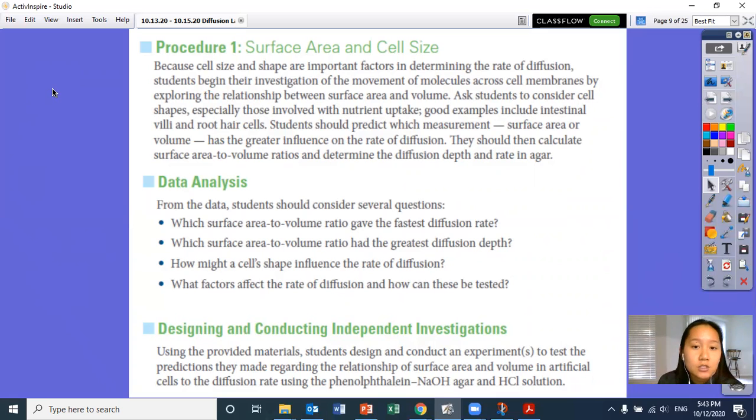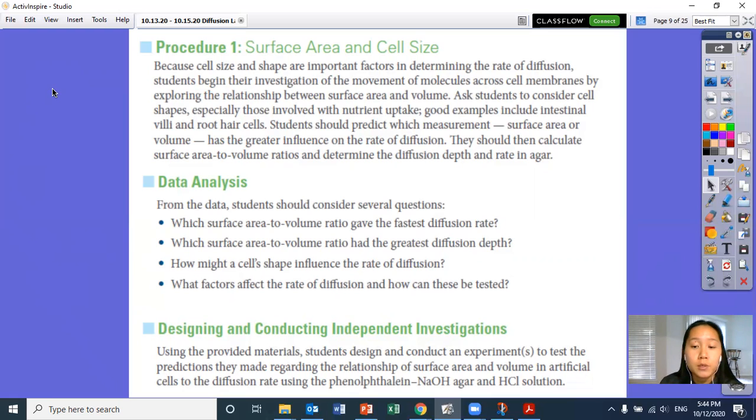For data analysis, you'll answer these questions. You can think about them now, but you're going to actually answer them at the end in your report. So it's similar to the ones that you already talked about, but we're going to do them with direct data results. So again, which surface area to volume ratio gave the fastest diffusion rate? Which surface area to volume ratio had the greatest diffusion depth, right? How much diffused inwards? How might a cell's shape influence the rate of diffusion? And what factors affect the rate of diffusion? How can these be tested?